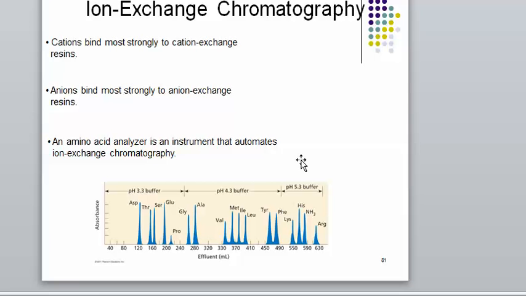Here is a picture of an amino acid analyzer chromatogram. Notice they start off with a pH of about 3.3, and then they change it after a couple of mils have been pumped through, and then they change it again after more mils have been pumped through. Notice the height of the peaks. That kind of corresponds to the amino acids that were found.